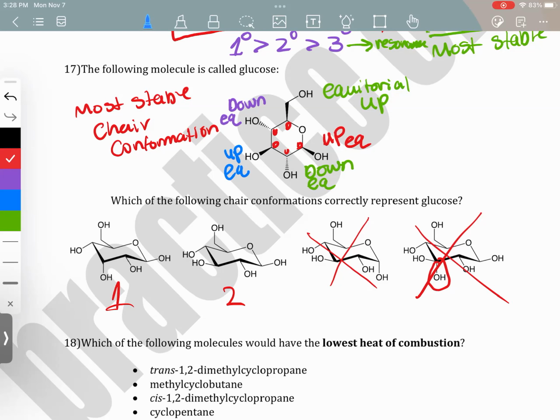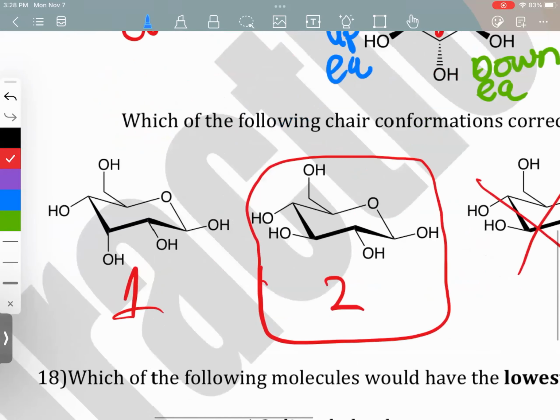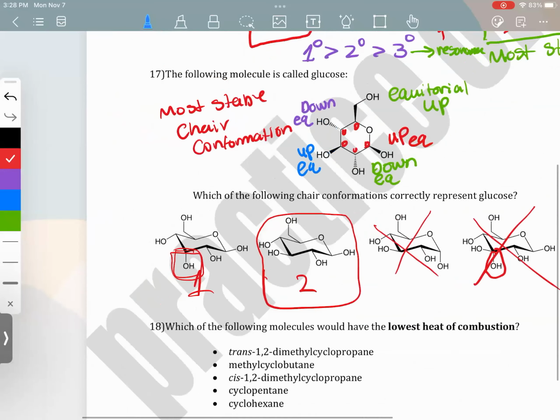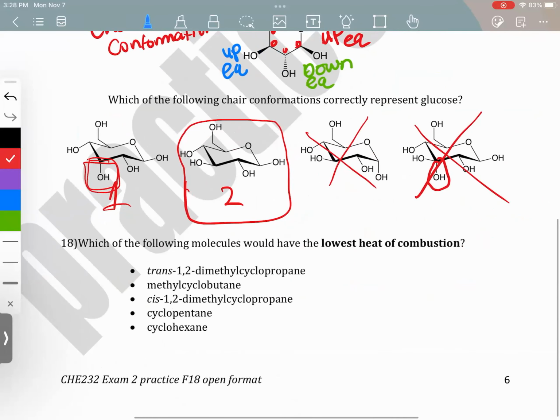Isn't it 2? Yeah, two. All of them are equatorial. If we look at one, we do see an OH here and an axial, which is wrong. None of them is supposed to be axial. So the only chair conformation that matches what we did is 2.